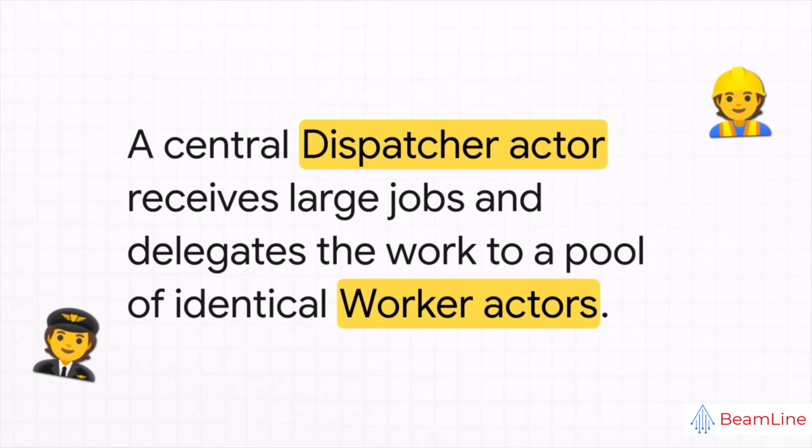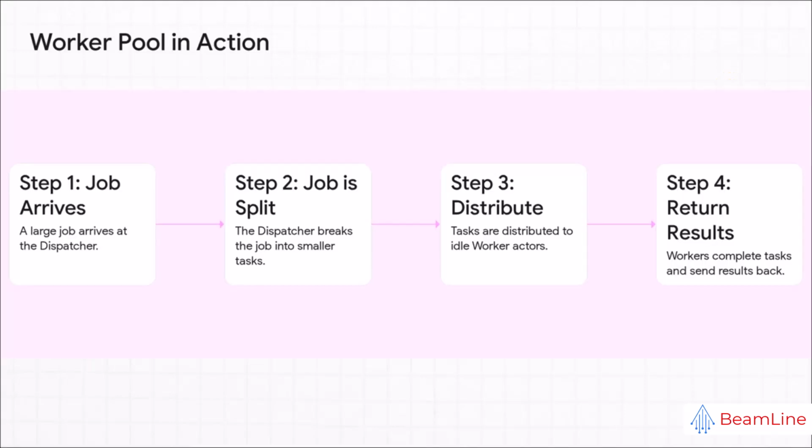This is an absolutely fantastic pattern for any job that you can break down into smaller, independent chunks. So here's the play-by-play. A big job comes in to the dispatcher. The dispatcher acts like a project manager and just slices that big job into a bunch of bite-sized pieces. Then it starts handing out those pieces, one to each available worker in its pool. Each worker chews on its little piece of the problem at the same time as all the others, and when it's done, it just sends its result back to the dispatcher. It's a classic divide and conquer strategy, and it fits the actor model perfectly.